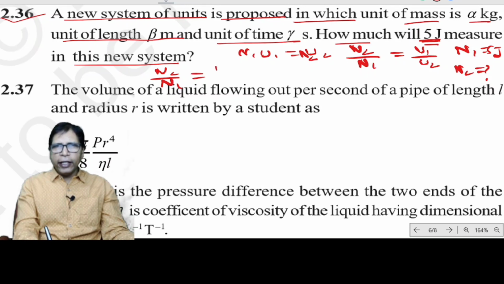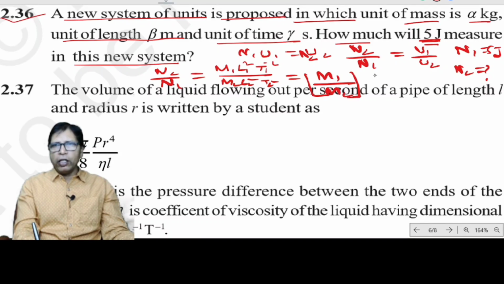So U1 is M1 L1 square T1 minus 2, and M2 here L2 square T2 minus 2. Therefore, this is the M1 by M2 into L1 by L2 whole square, and this is the T1 by T2 to the power minus 2.